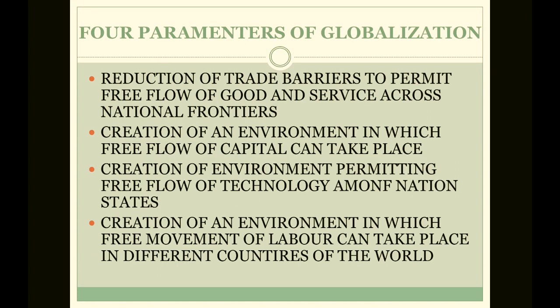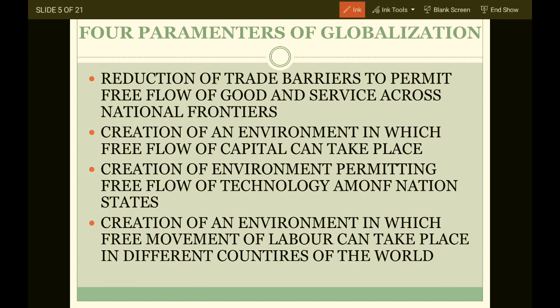Now, 4 parameters. What are the 4 parameters of globalization? First point is very easy. Globalization is concerned with reducing the barriers. What happened before 1991? There were a lot of barriers. There were a lot of tariffs and duties imposed on foreign countries or foreign companies before importing some product of another country. There were a lot of restrictions by the government. But after 1991, by liberalization, privatization, globalization, all these barriers were removed by the government of India, so that foreign companies can come and invest in a company.